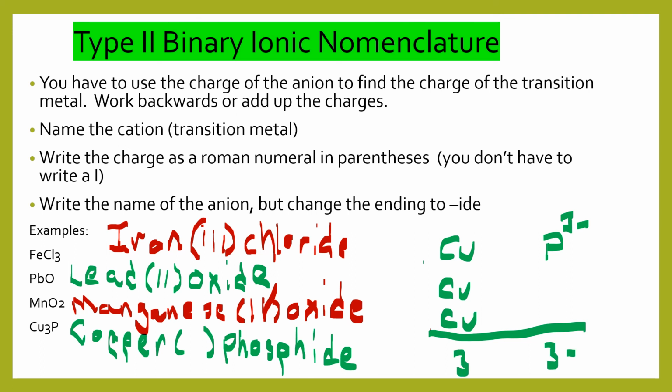Well, that means we have a total of 3 plus that we need on this side. We have 3 coppers, so we're going to have to split that 3 plus up between the 3 coppers. So each of those coppers is going to have a charge of 1 plus. So we'll write copper(I) phosphide. Now, sometimes the 1 is not written. So if you just see copper phosphide, and you know that copper is a transition metal and there is no Roman numeral, you will simply assume that its charge is 1.